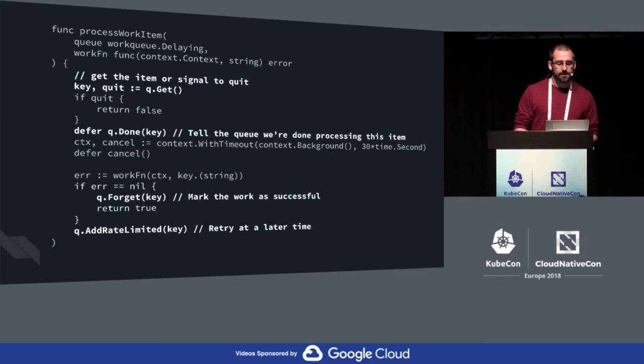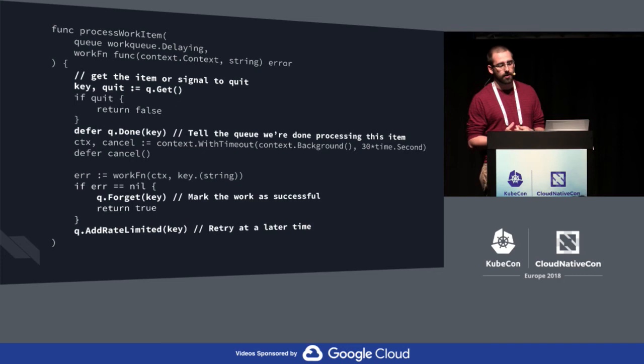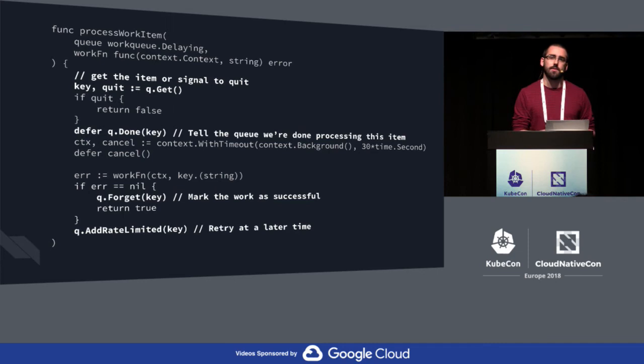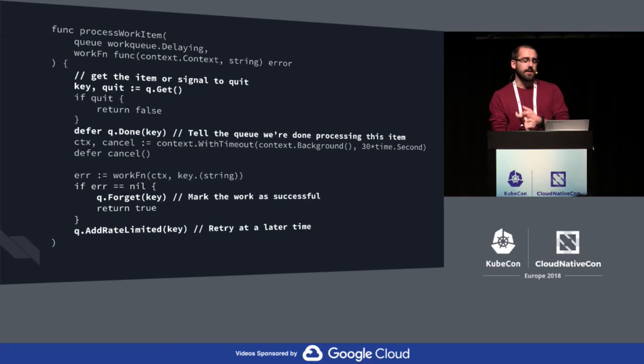And this essentially just tells the queue that we are done processing the item, and that it can put it back into the queue in a way where other processors can operate on the item. So no matter whether it's a success or a failure, you still need to indicate that you're done. And then the next important bit is we call the work function here.